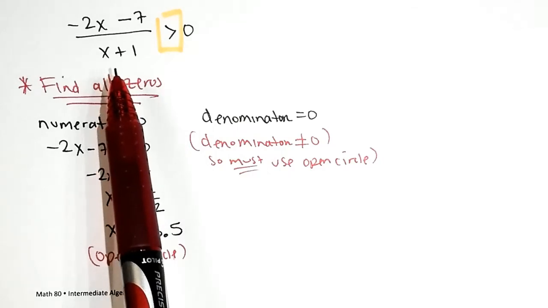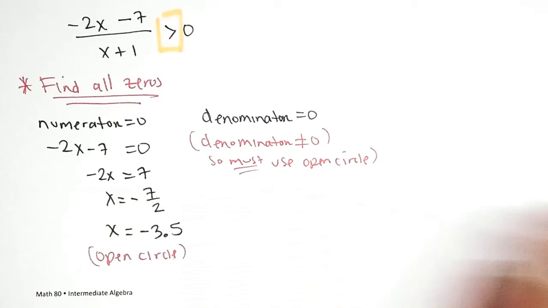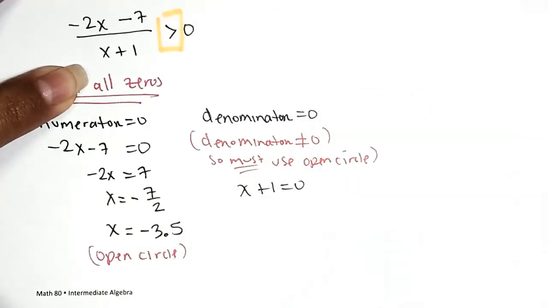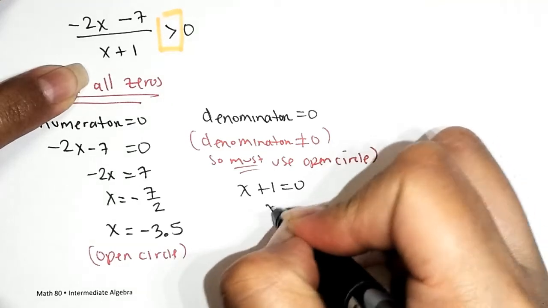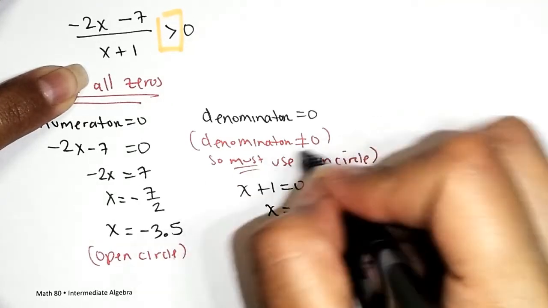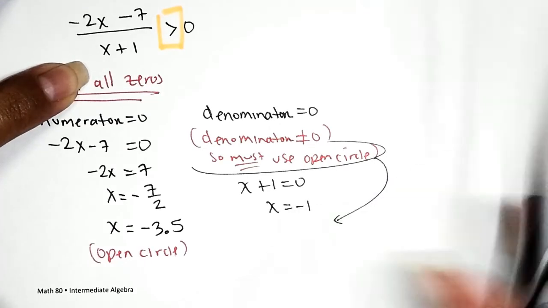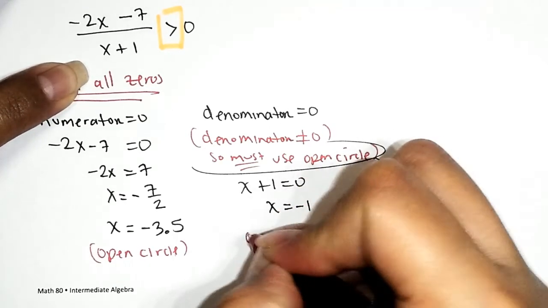Okay, so let's do this. I want to know what makes the denominator a 0. So we have x plus 1 equal to 0. After we subtract 1 from both sides, that gives us x equals -1. And remember our love note, the denominator can't equal 0, so we have to use an open circle no matter what.